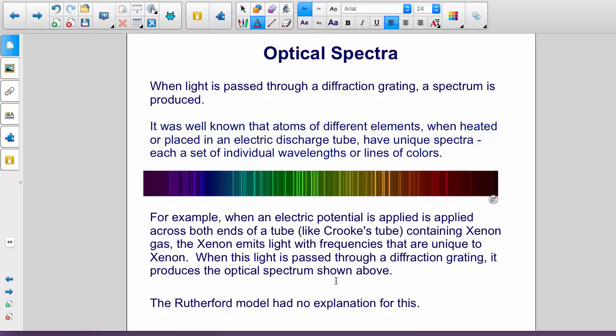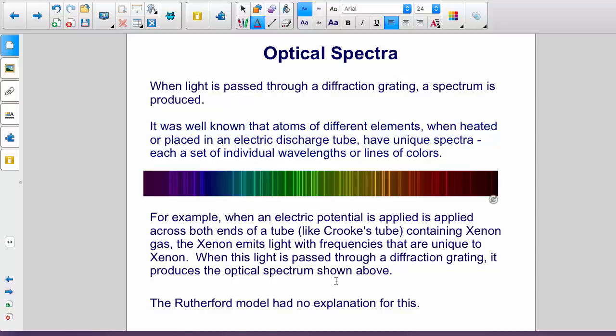There was another very important phenomenon about atoms that had to be taken into account. That is optical spectra. When light is passed through a diffraction grating, a spectrum is produced. It was well known that atoms of different elements, when heated or placed in an electric discharge tube, have unique spectra. Each has a set of individual wavelengths or lines of color.